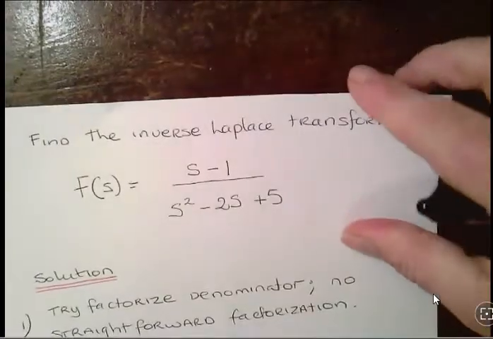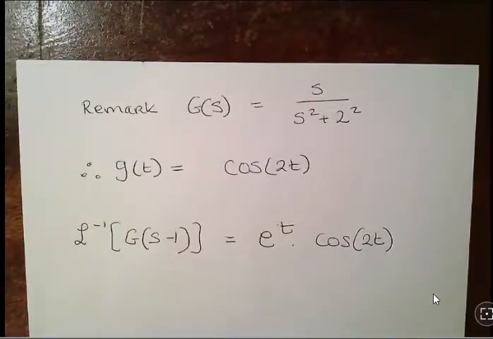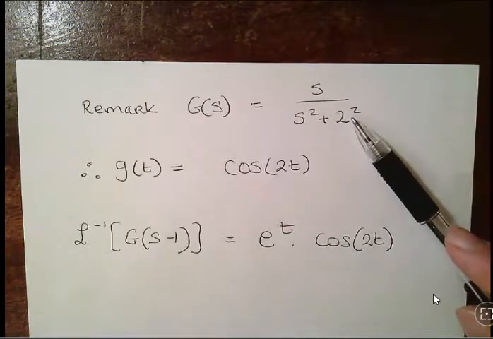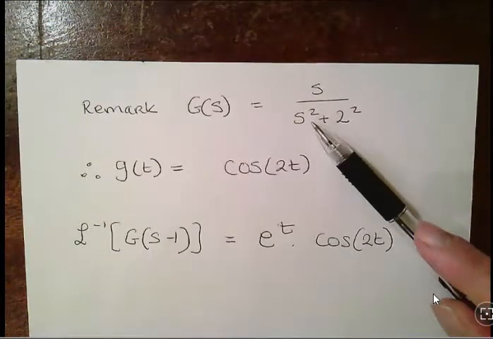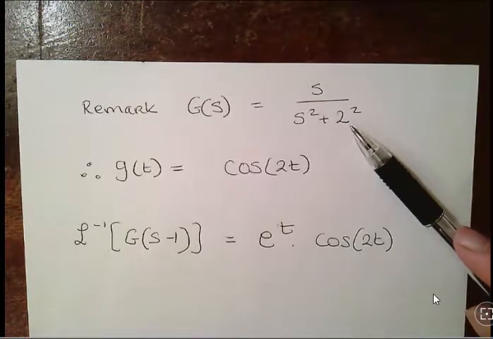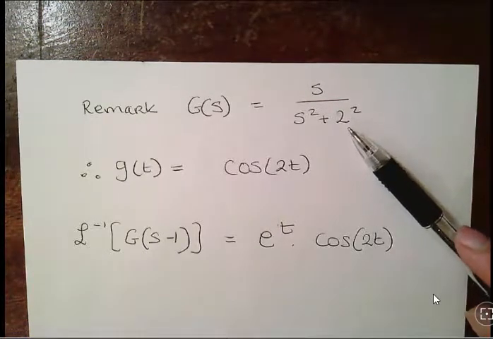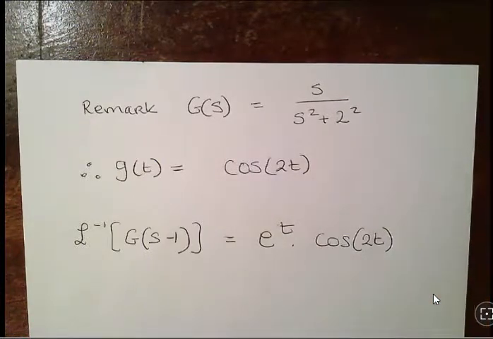Well, g of s would therefore be s over s squared plus 2 squared, 2 squared being 4. If you compare that to what I wrote a second ago, s minus 1 is now s, s minus 1 squared is now s squared, and 4 is 2 squared.